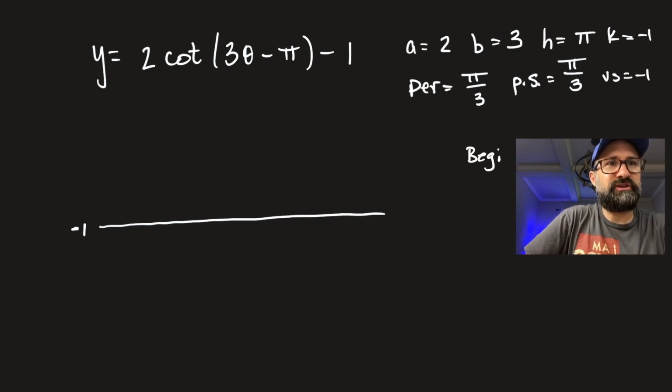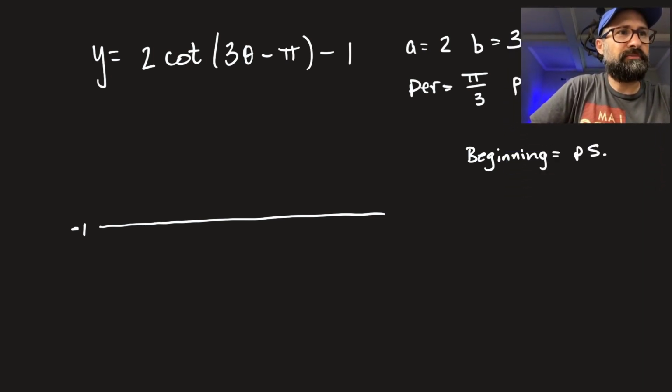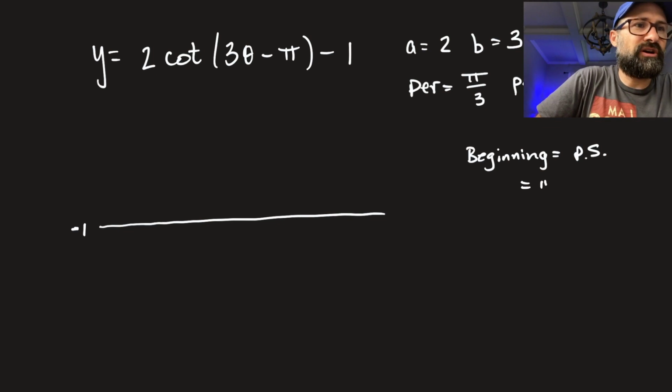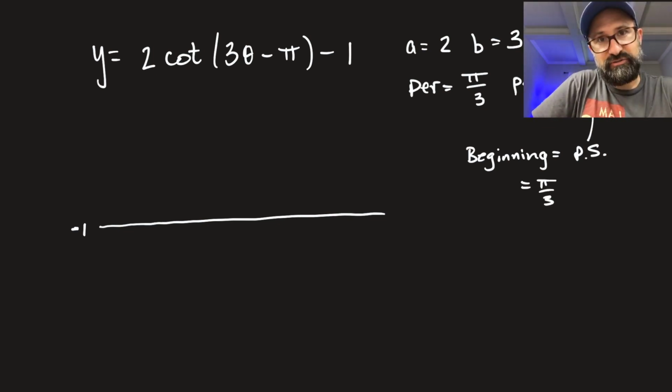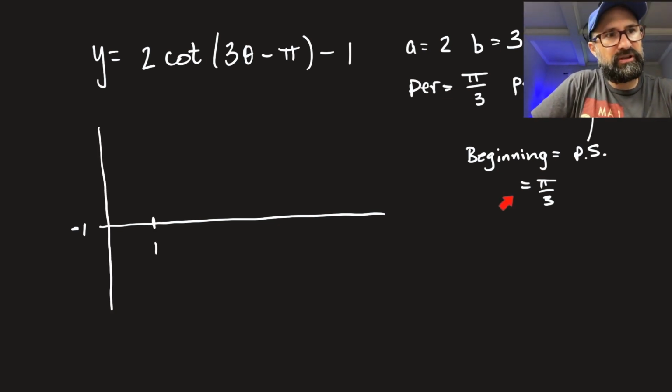We are going to do a couple things here. Let me move this up. We're going to take our beginning, and just like sine and cosine, we're going to let the beginning be the phase shift, right? So you can see it right here, right?